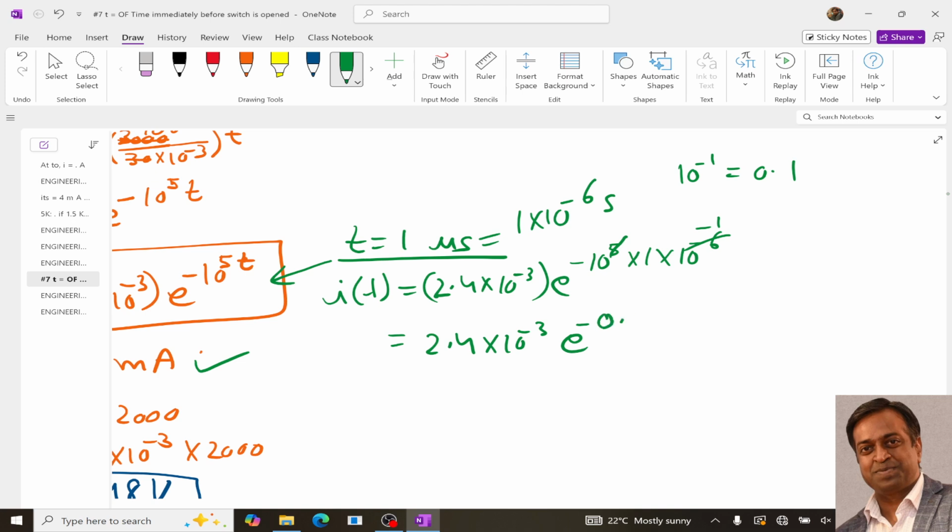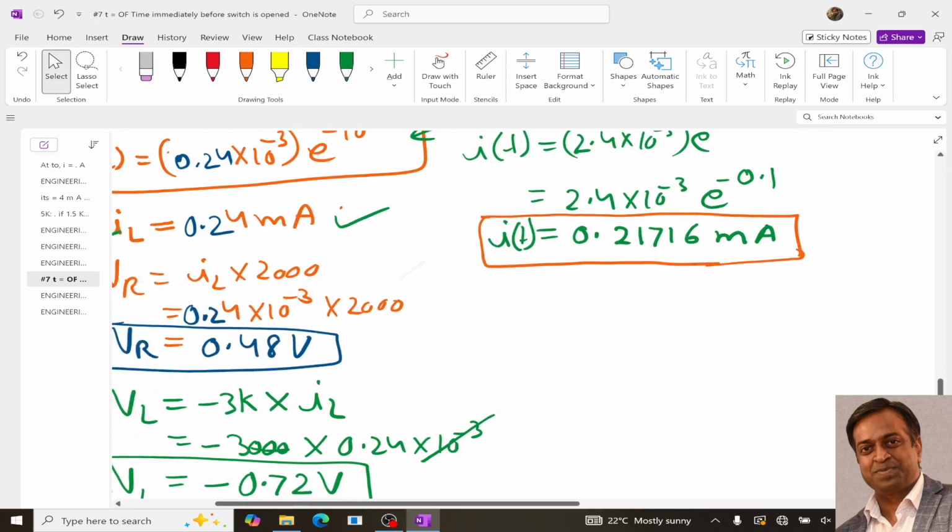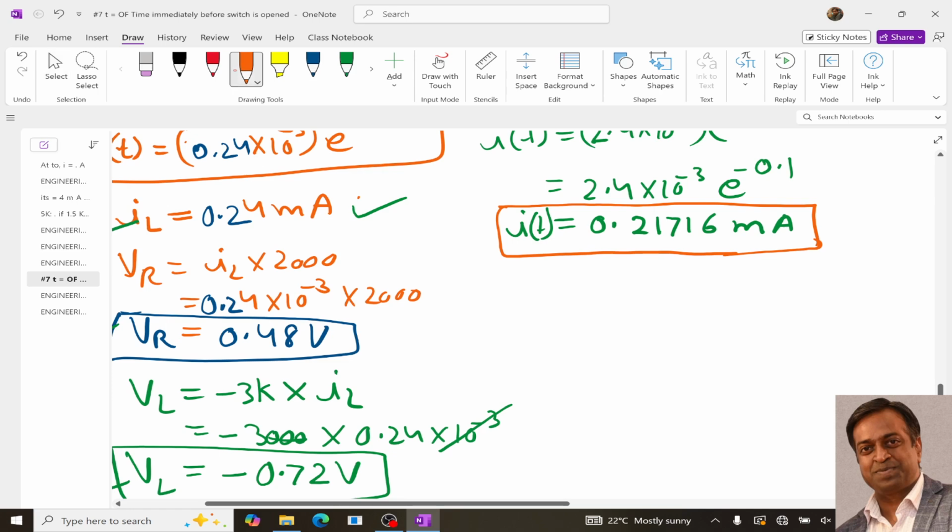So it is minus 0.1, right? So e power minus 0.1, if you evaluate this, you will get the answer as 0.21716 milliamperes. So our IL at t equals to 1 microsecond, it is this. Now once we calculate IL, then using the same formula, we will calculate VR.